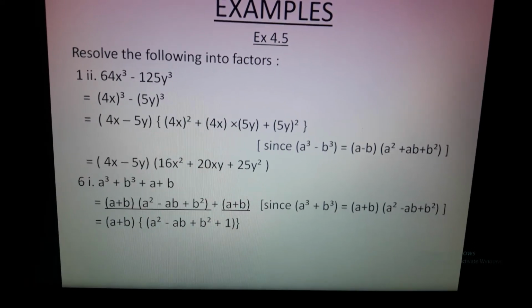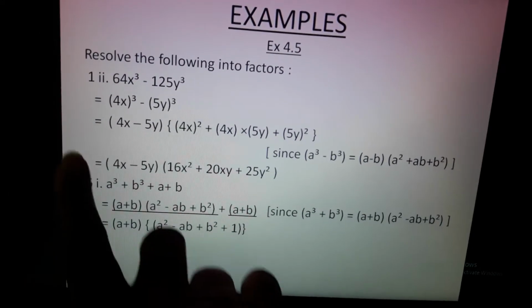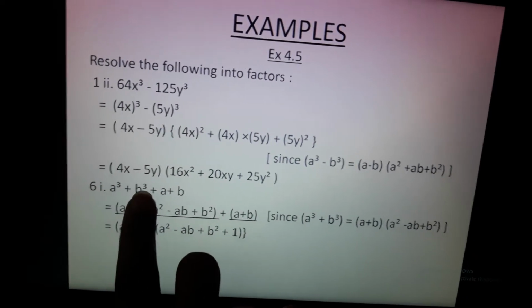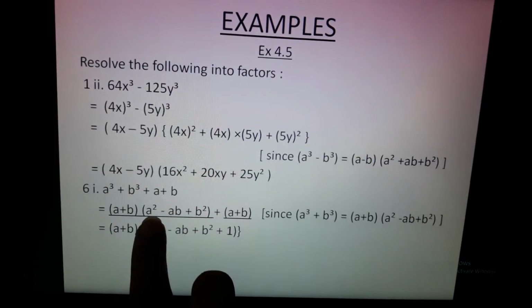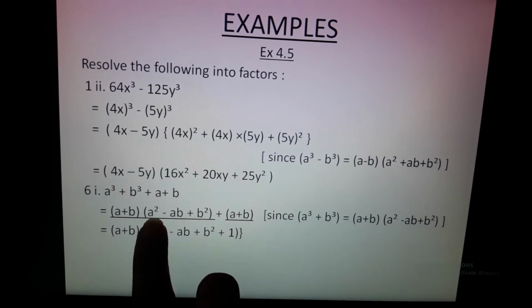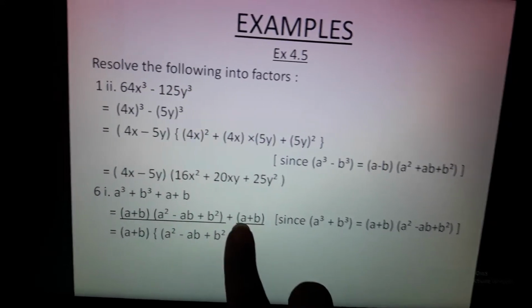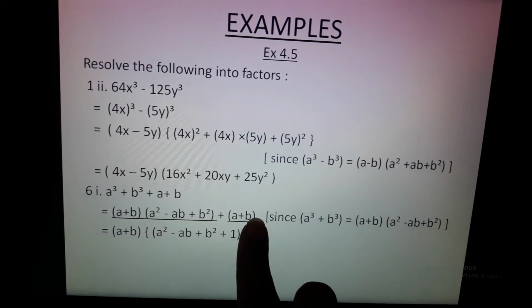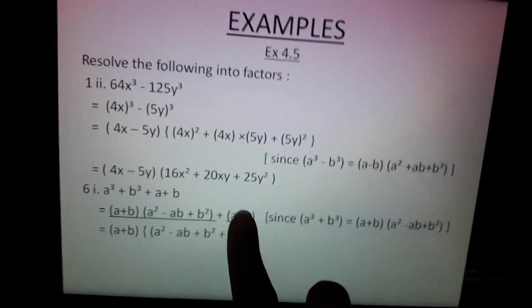Now in the second example, we are doing a certain grouping. We are taking a cube plus b cube. So we will write the expansion for a cube plus b cube, that is a plus b into a square minus ab plus b square, and plus we are writing a plus b together. The last two terms we have taken together.